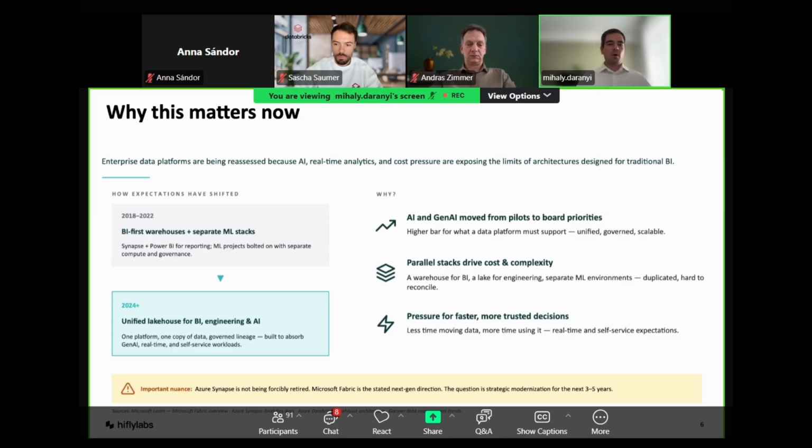But from 2024 onward, the shift is clear toward a unified lakehouse architecture: BI, engineering, and AI on one copy of data with one governance model. One platform, governed in one place, and built to have GenAI, real-time, and self-service workloads from day one. And this is really important.